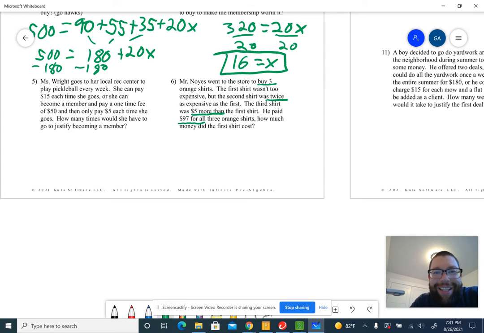How much money did the first shirt cost? Okay, so it wants me to figure out how much he paid for the first shirt. So that first shirt is what it wants me to figure out. So that's going to be my X. X is the price of the first shirt.